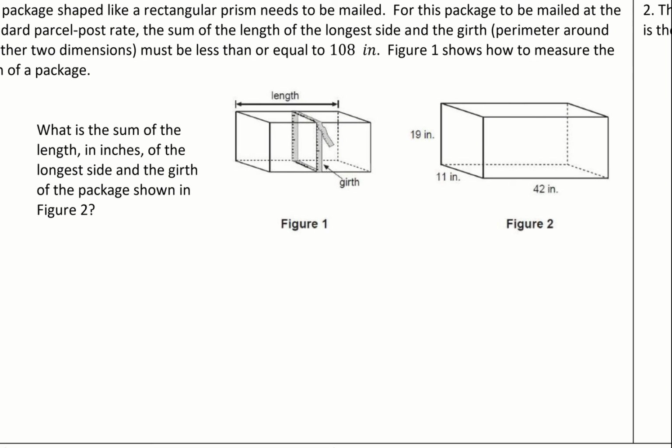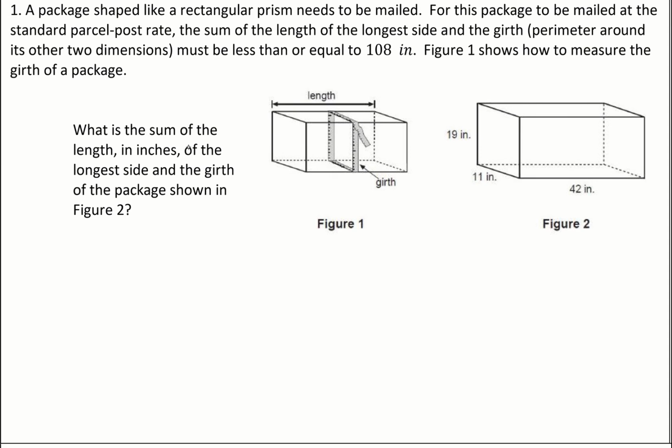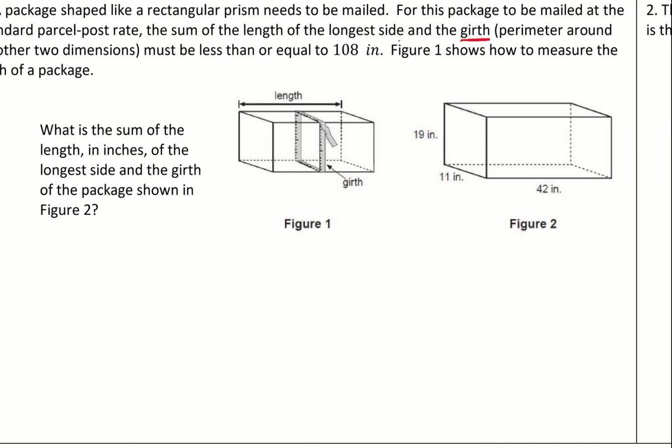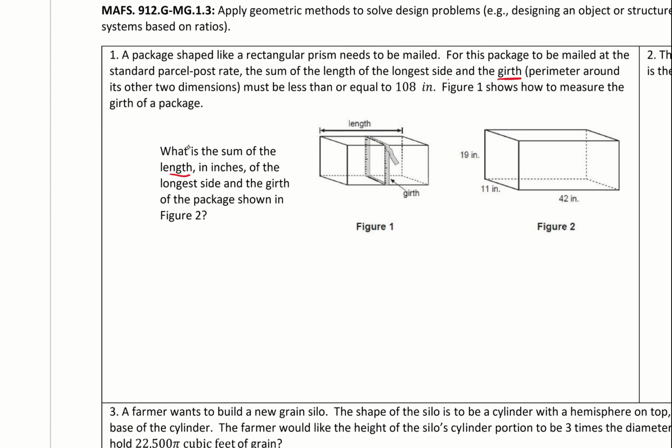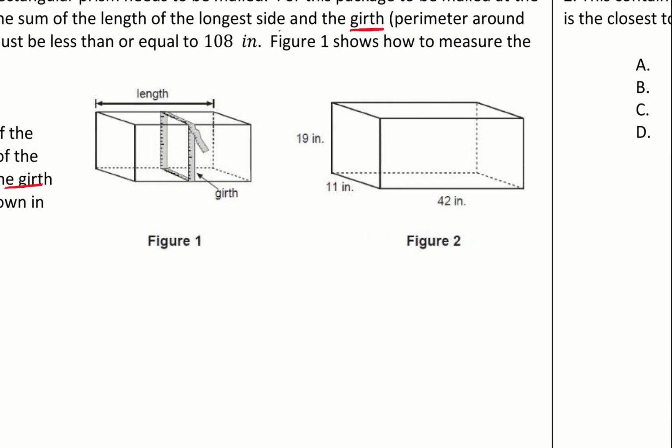So you got a package shaped like a prism that needs to be mailed. For this package to be mailed, the sum of the length of the longest side and the girth, which is the perimeter around its other 2 side dimensions, must be less than or equal to 108. So figure 1 shows you how to do that. So let's measure out, it says, what is the sum of the length and the girth of the package for figure 2? All right, so that's pretty straightforward.